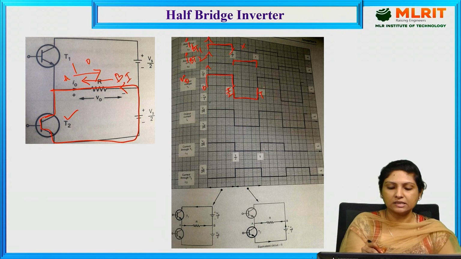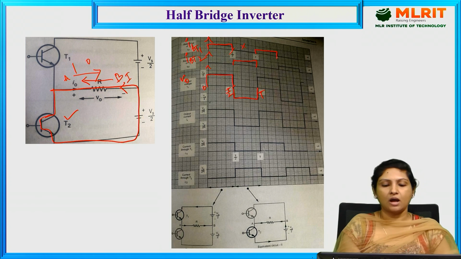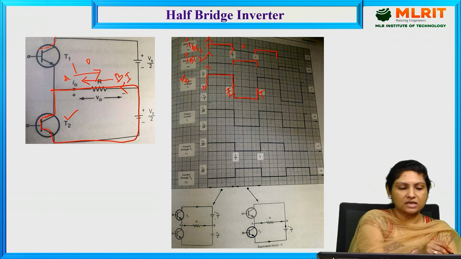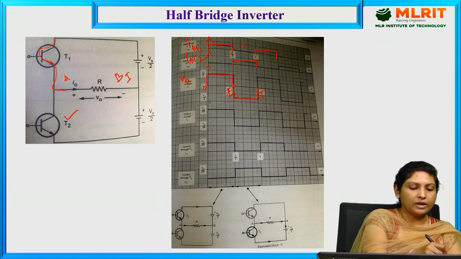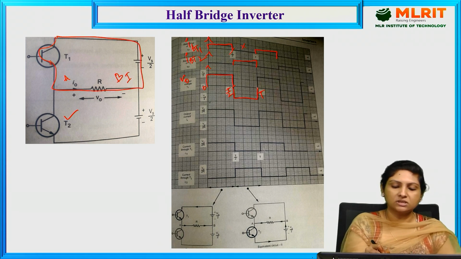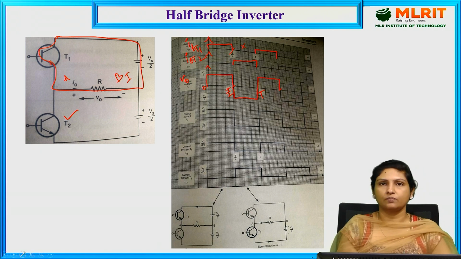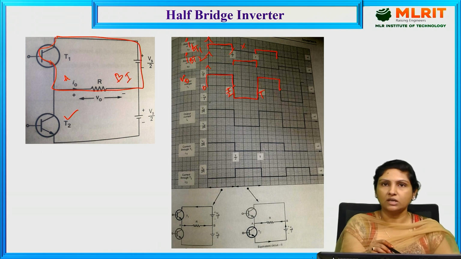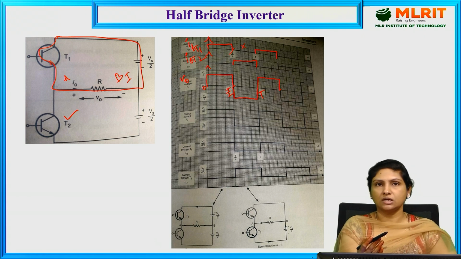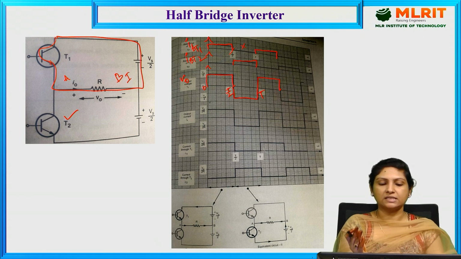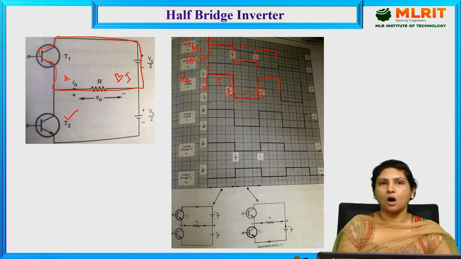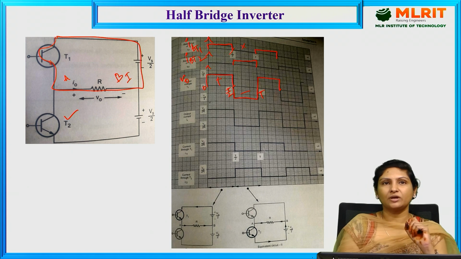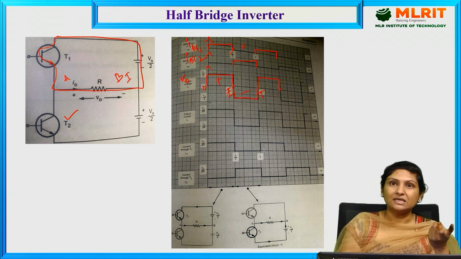And now at this instant called T, again we have provided the base drive for transistor 1. So transistor 1 again starts conducting current through the load from A to B, and the positive half cycle of the output voltage is obtained. And if you see, input is DC, which is unidirectional in nature, whereas output is AC. It has both positive half cycle as well as negative half cycle of the output voltage.